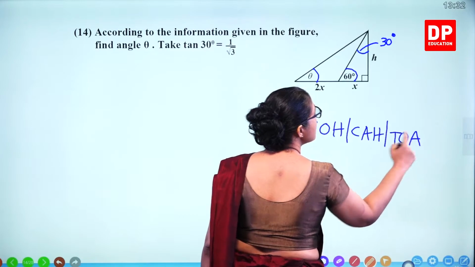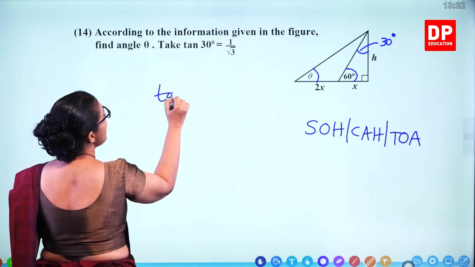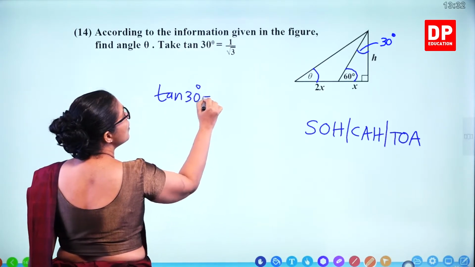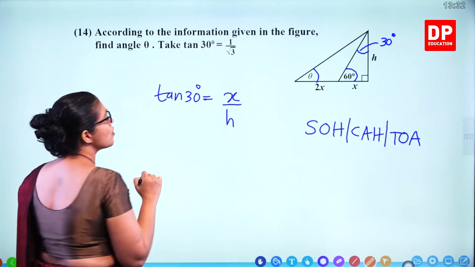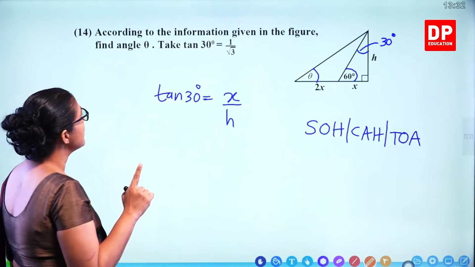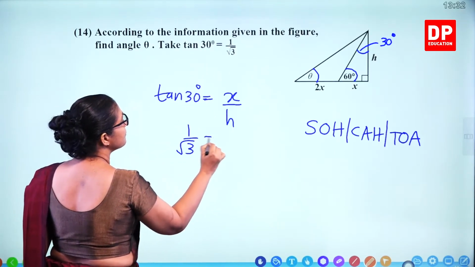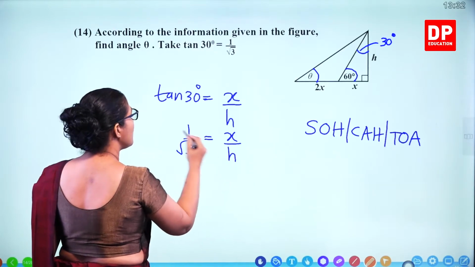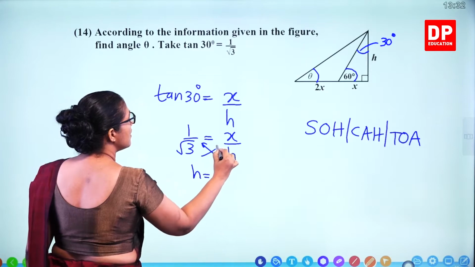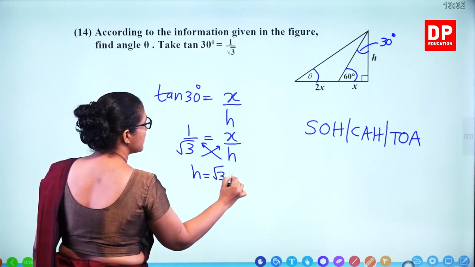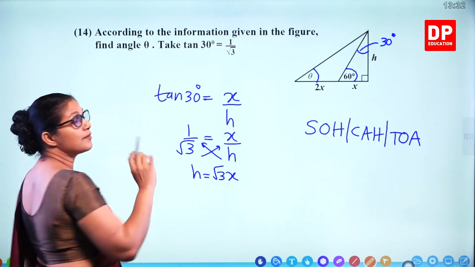trigonometric ratios, tan is opposite over adjacent. Tan 30 is equal to, opposite is x and adjacent is h. But tan 30, it's given 1 over root 3. So we can find a relationship, h equals root 3 x. We'll keep that. Now we need to find theta.